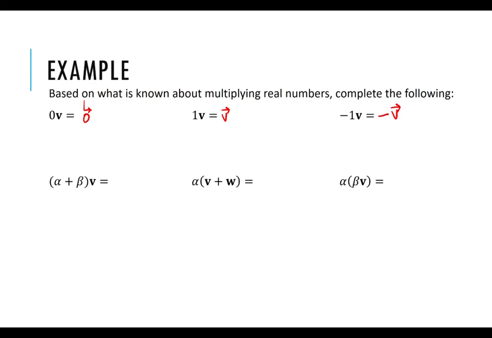If I have two scalars, alpha plus beta times the vector v, then vectors do distribute over scalars. And so this is the same thing as the scalar alpha times the vector v plus the scalar beta times the vector v. Also, scalars will distribute over vector addition, and so that is alpha times the vector v plus alpha times the vector w. And then we do have associativity that works with scalars here, and so if I have alpha times beta times the vector v, that's the same thing as alpha times beta times the vector v.